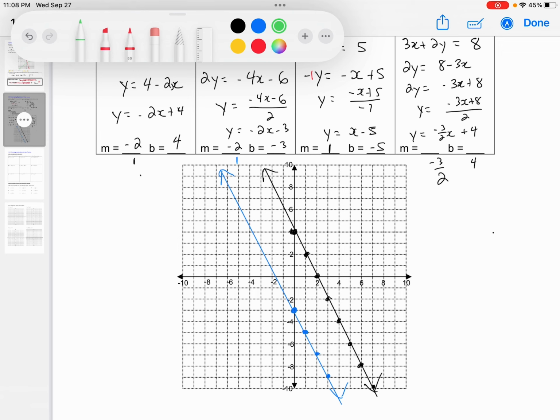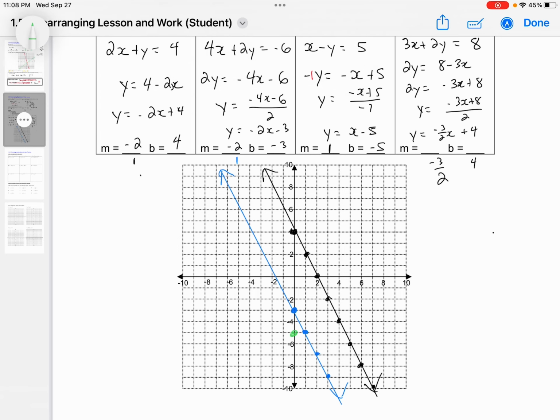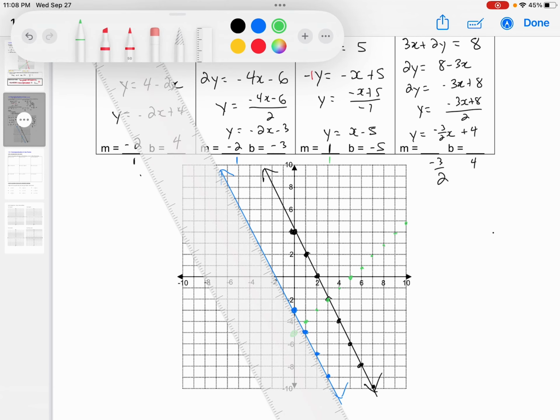Green. Y-intercept -5, right there. Slope 1 over 1. Rise 1, run 1. Rise 1, run 1. Rise 1, run 1. There it goes. I'm going to go right off the page just because it's fun to do. Get out my ruler. And again, I did that one fast on purpose.